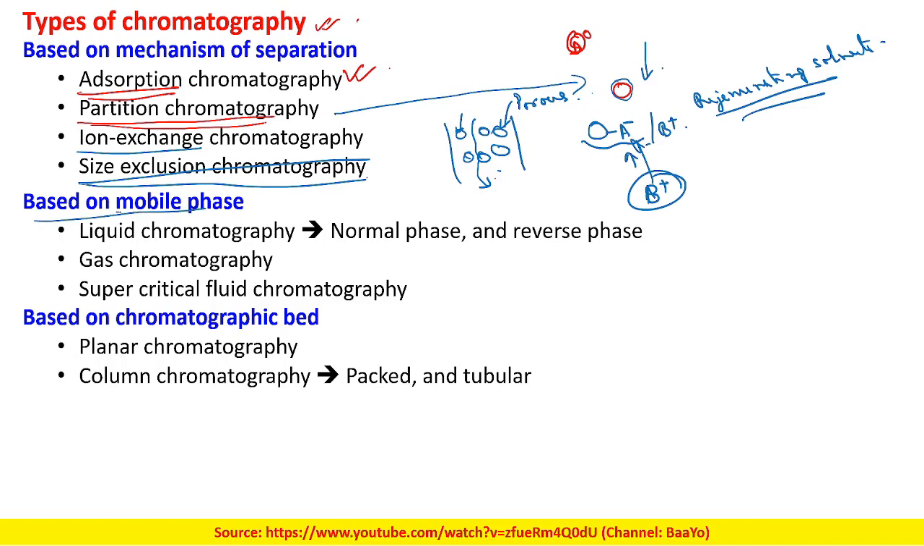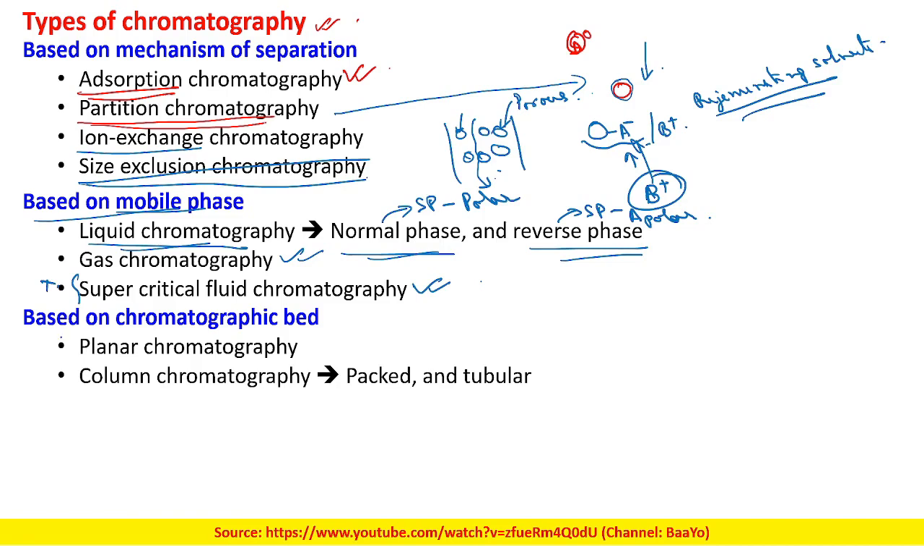Then based on the mobile phase we can have liquid chromatography. In liquid chromatography we have normal phase chromatography and reverse phase chromatography. In normal phase chromatography your stationary phase is polar in nature, and in reverse phase we have the stationary phase as apolar in nature. Then we have gas chromatography, then we have supercritical fluid chromatography. Okay, this is not in our syllabus, so we will not discuss this one, but you should know this terminology, supercritical fluid chromatography.